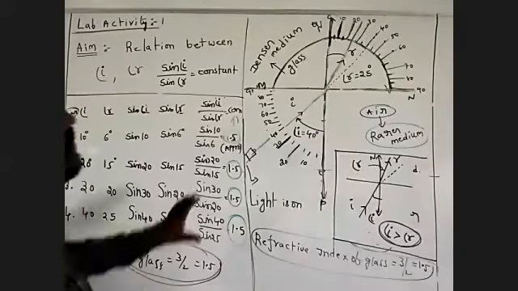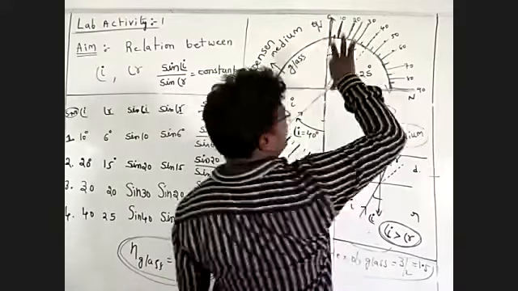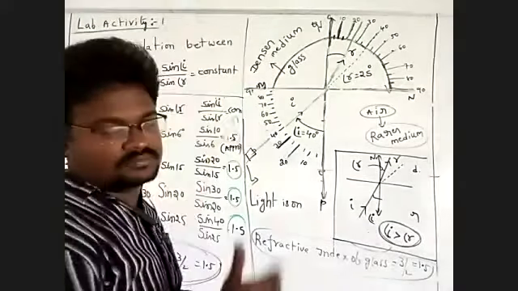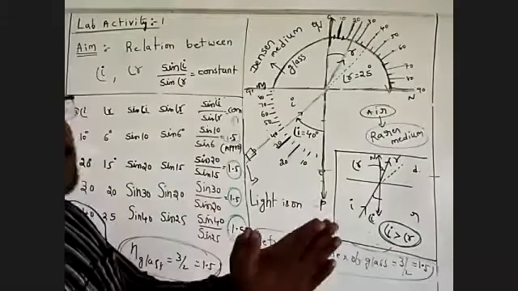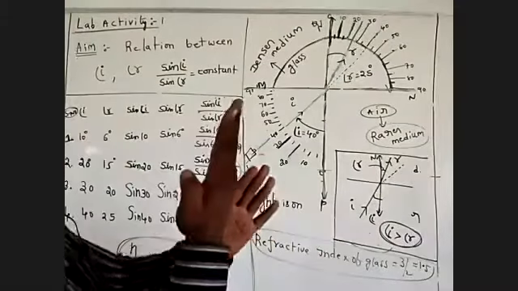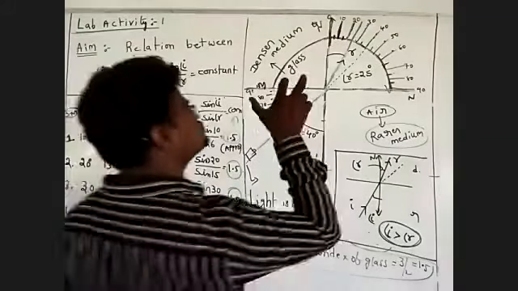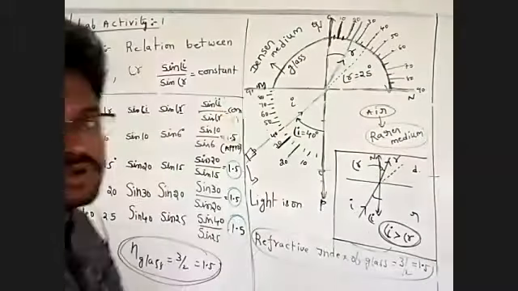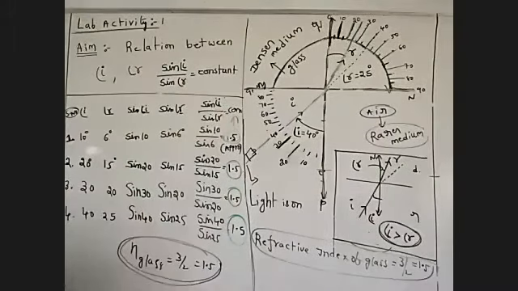Now, the protector has one line, and the paper already has some lines, and we coincide the protector line and the paper lines. Both should coincide. Now you will see the figure is ready. The diagram is ready. Next, what do we have to do?